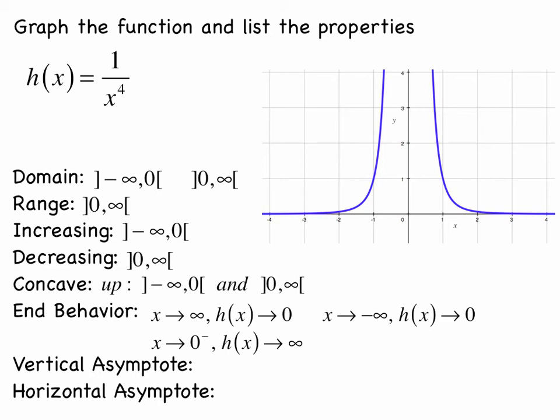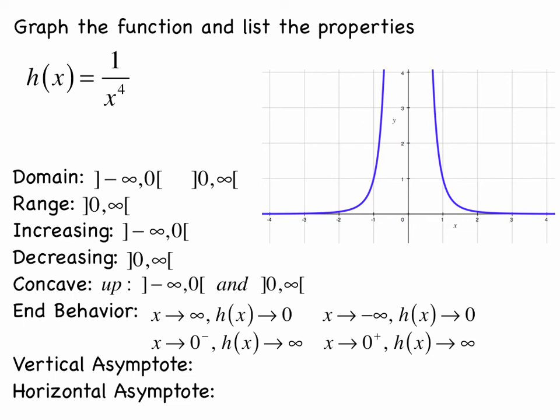And look how I write the third one. As x approaches 0 from the negative side, that little minus sign means from the negative side. So as x gets closer and closer to 0 from like -3, -2, -1, -1/2, -1/4, the function is approaching infinity. And when x approaches 0 from the positive side, the function is also approaching infinity.